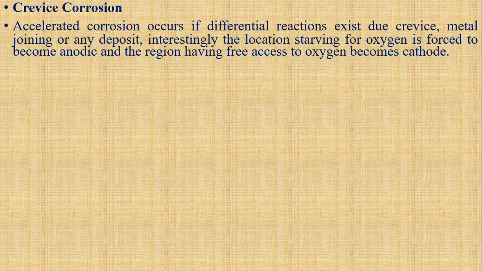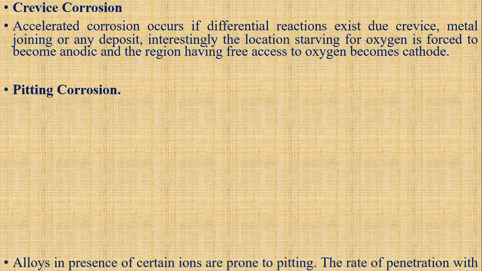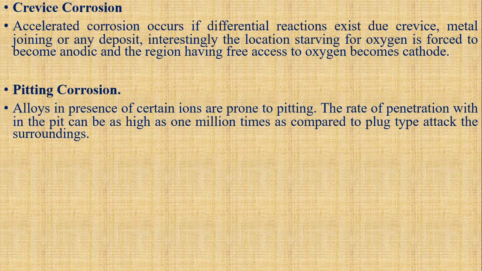Crevice corrosion: accelerated corrosion occurs if a differential reaction exists due to crevices from metals joining or any deposit. Interestingly, the location starving for oxygen is forced to become anodic, and the region having free access to oxygen becomes the cathode. Pitting corrosion: alloys in the presence of certain ions are prone to pitting.